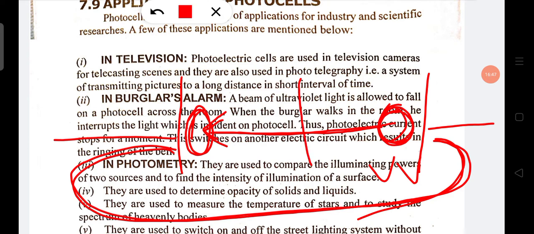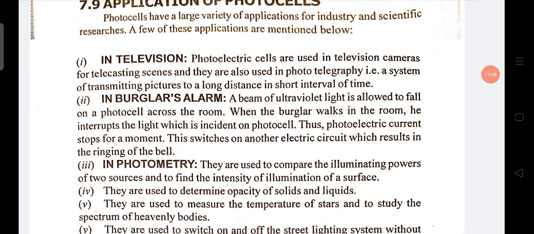Whenever a thief passes through that light, the light is interrupted and stops falling on the photovoltaic cell, so at that time no current is produced by the cell. So the current is cut for a little amount of time, and due to that, another electric circuit is activated, and that circuit activates the alarm. So this is the concept behind the burglar alarm.